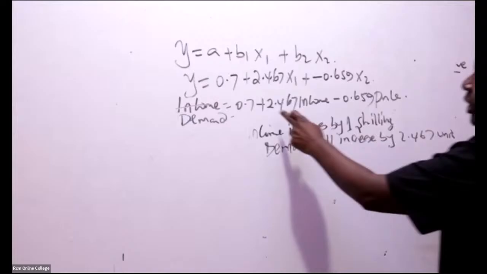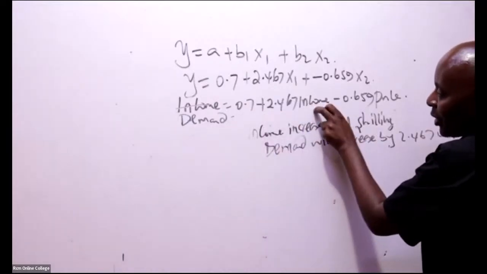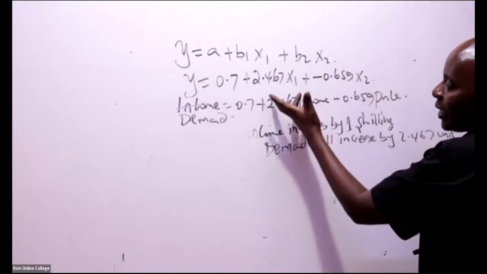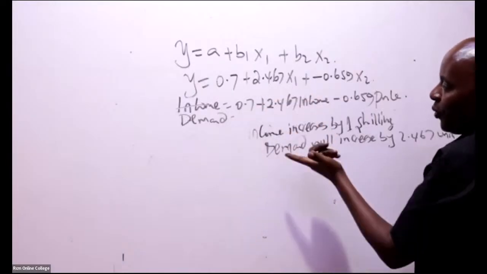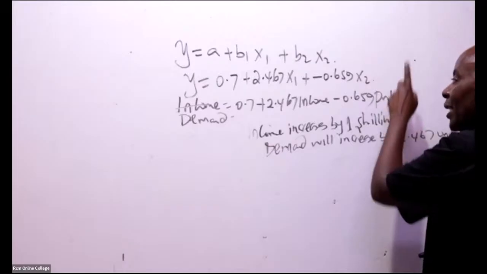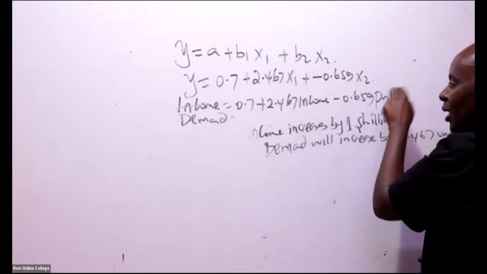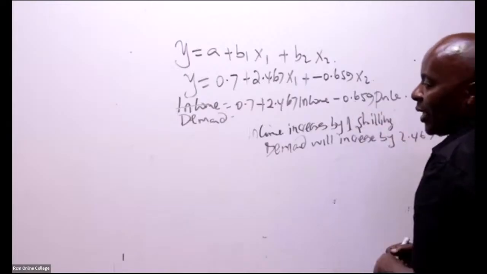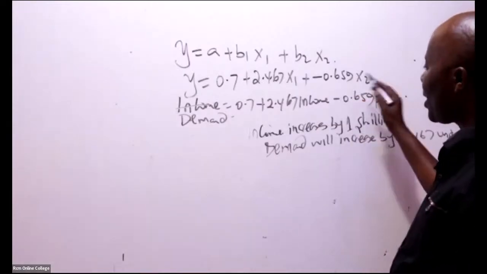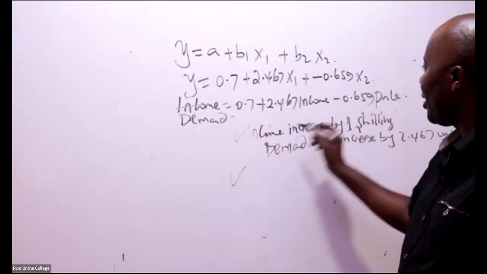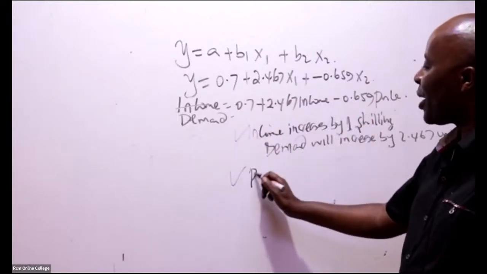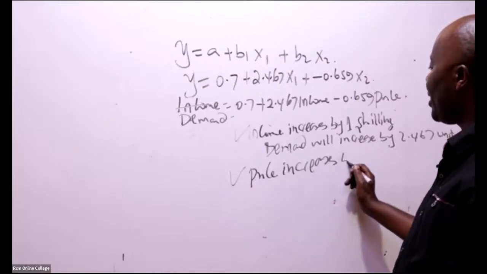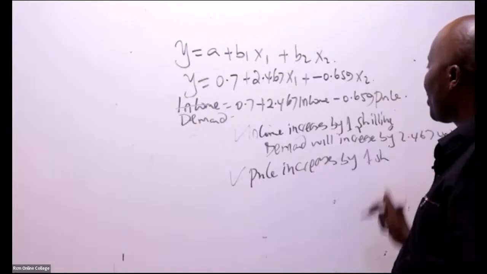So if the income, you see, it's a positive relationship. If the income goes up by 1 shilling, automatically this will be the gradient at which the demand will grow. Here, if the price increases by just 1 shilling, because of the negative, demand reduces by 0.659. So the way we interpret the second coefficient is that if price increases just by 1 shilling, that's how you argue it out.